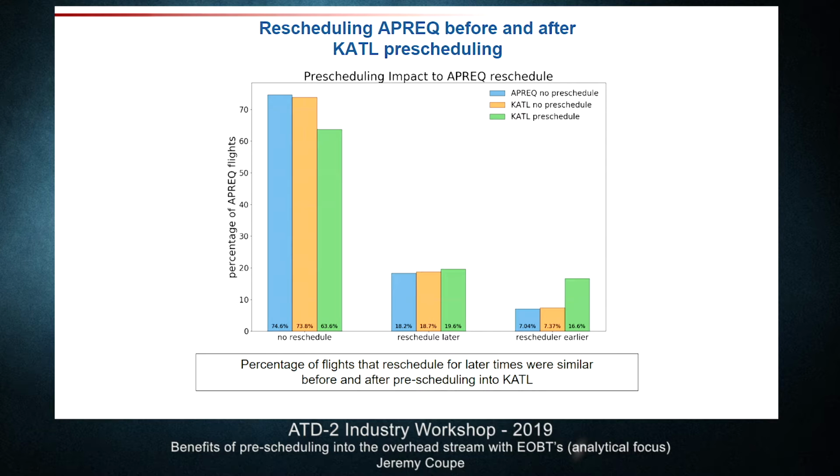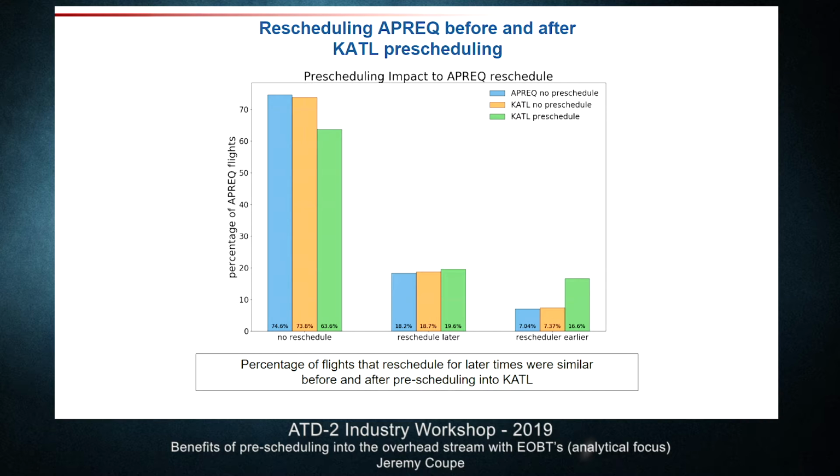And so what we show here is the percentage of flights that do not reschedule. This is the percentage of flights that reschedule their controlled takeoff time for a later time. And this is the percentage of flights that reschedule their controlled takeoff time for an earlier time. And I apologize that you can't see the numbers, but we can download these slides.